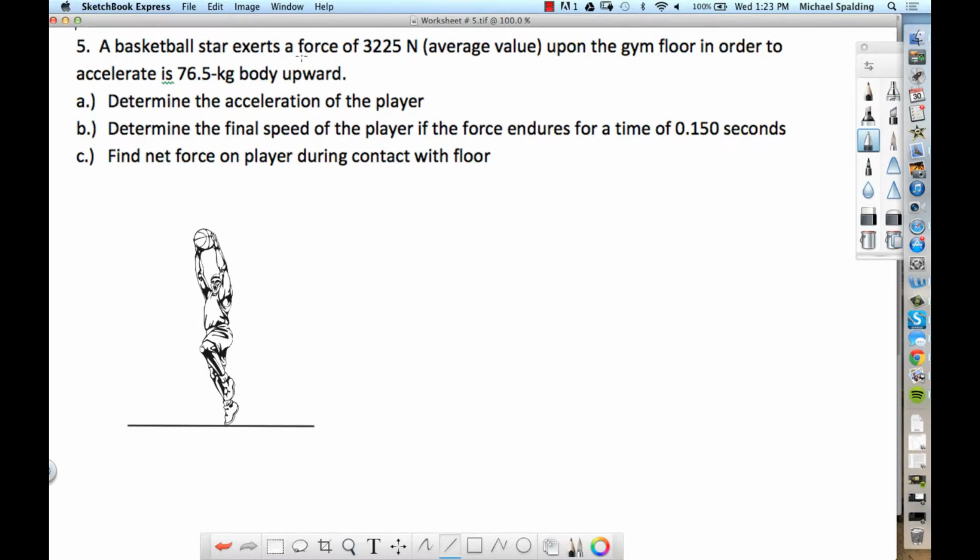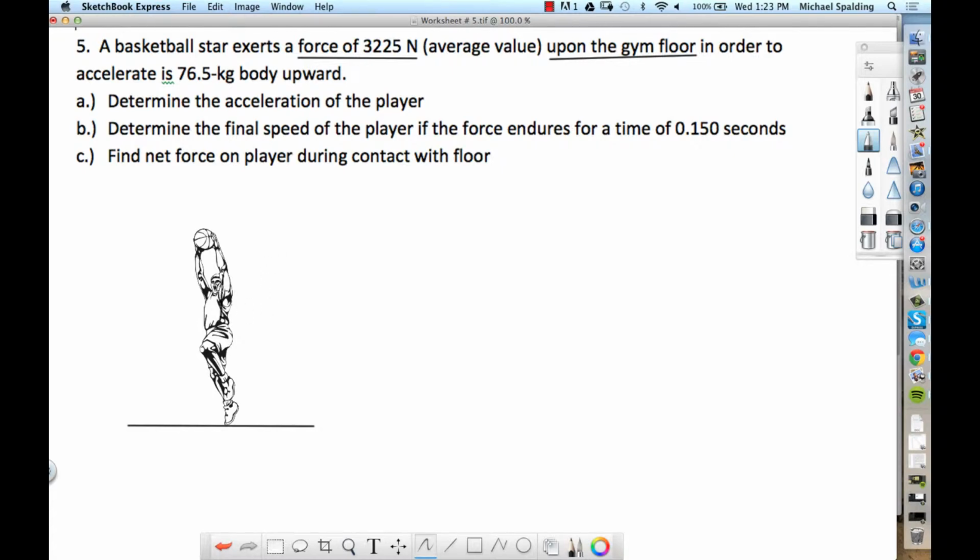So he exerts a force of 3,225 newtons upon the gym floor. So what's the force that the floor exerts on him? The same force. It's kind of like if I push on the table with a 10 Newton force, the table pushes back on me with a 10 Newton force. Every force has an equal and opposite reaction force.